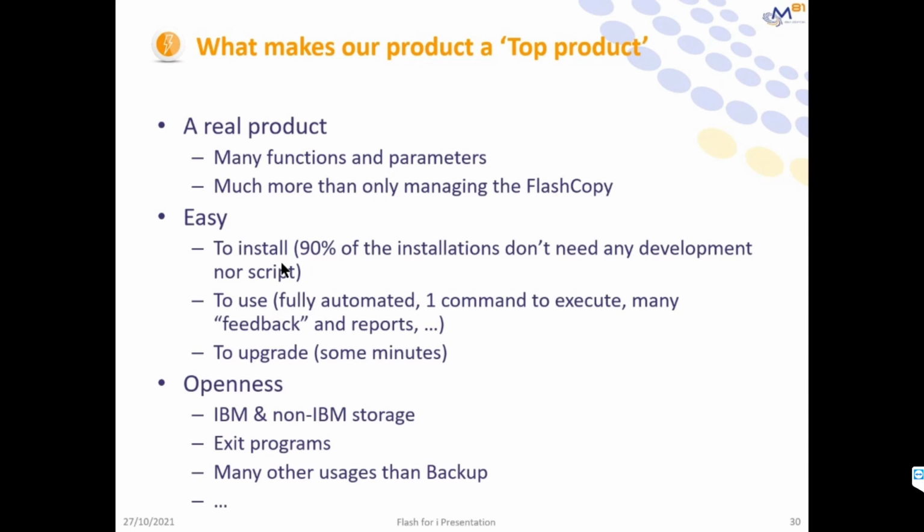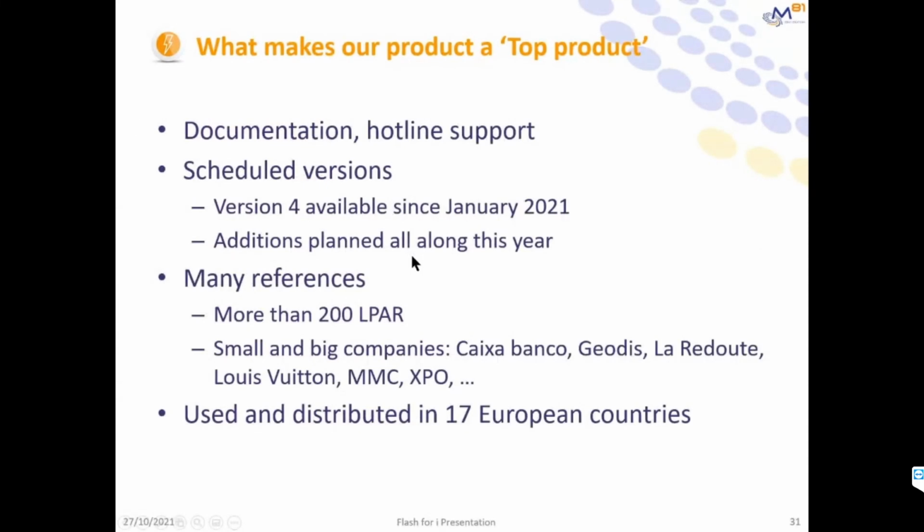And it's open. There are a lot of places where you can add your own exit programs. And we manage IBM storage and non-IBM storage. And you can do many other things than backup. There's a documentation, there's a hotline and support. There are scheduled versions. Version 4 is now available since January this year. And we added three modules, and many functions. And during the year, even if there's not a new version, we add new functions and changes, so you can have evolution quickly.